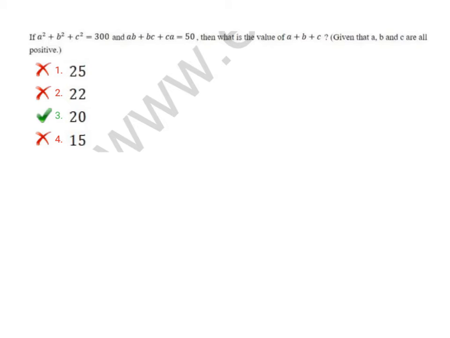Next, if a square plus b square plus c square is equals to 300 and ab plus bc plus ca is equal to 50, then what is the value of a plus b plus c? So you can say a plus b plus c is x, then x square is equals to a square plus b square plus c square, that is 300, plus 2 into ab plus bc plus ca. 2 into 50 is 100, therefore x is equals to root of 400, that is 20.